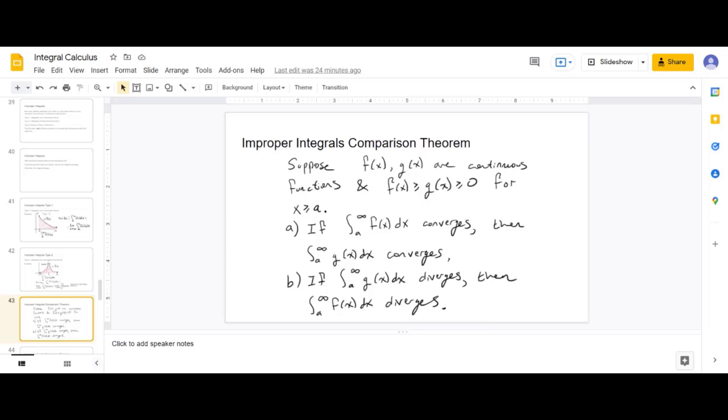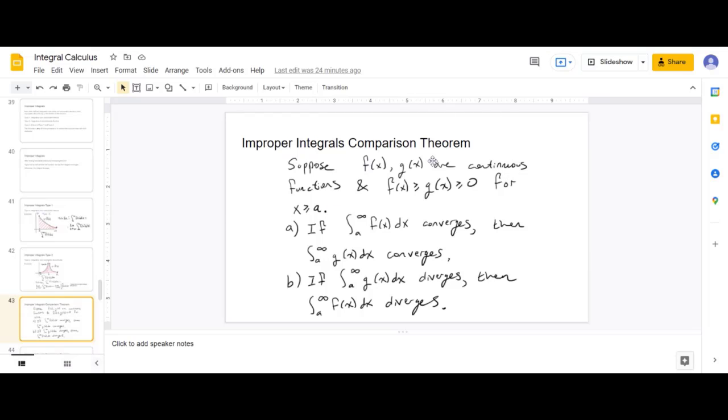Improper integrals comparison theorem. I don't know if you guys are actually covering it. Yeah, it's for sure important because it comes up later in this class too when you do sequences, and some of these will diverge that you can't find an antiderivative for. So you would need a comparison test.